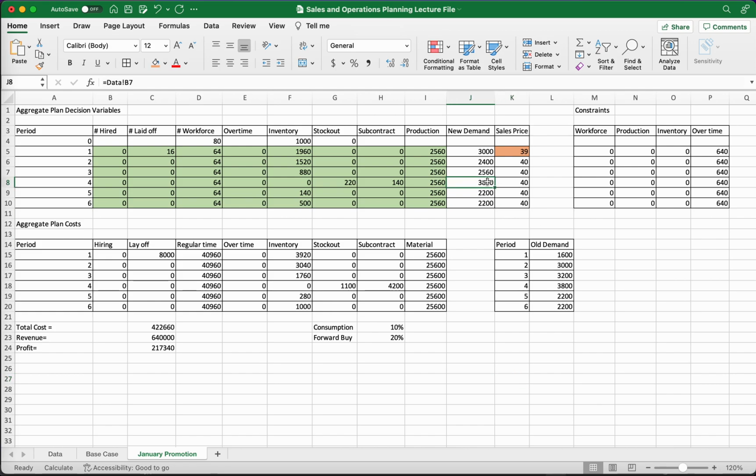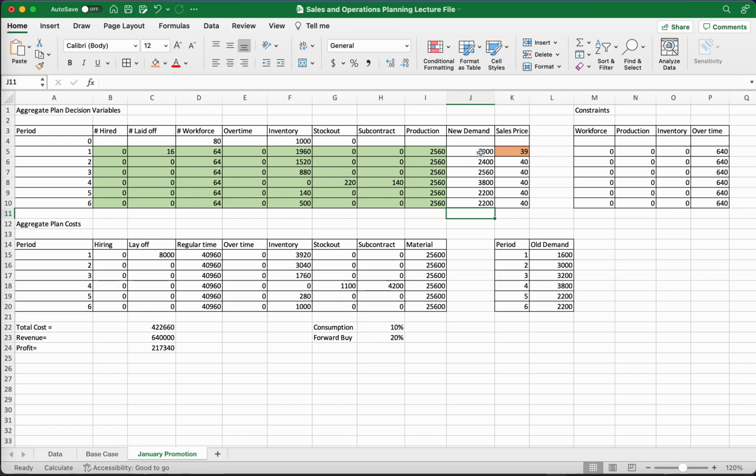Now, these demand values are going to remain the same for April, May, and June. They're going to remain the same as what they were. It's only January, February, and March that change. January changes because that's when you're doing the promotion. So there's a 10% general increase in demand, plus 20% of the demand from February and 20% of the demand from March got moved to January. So that's what you have.